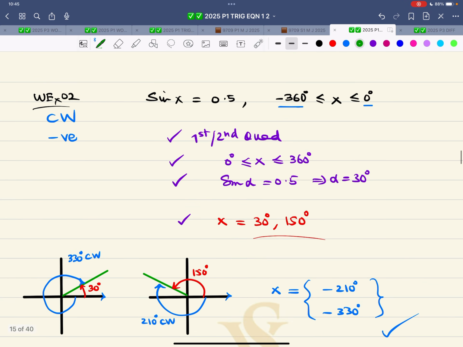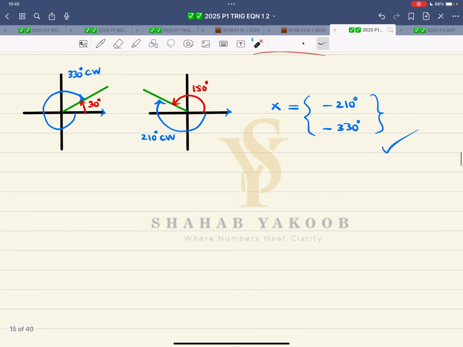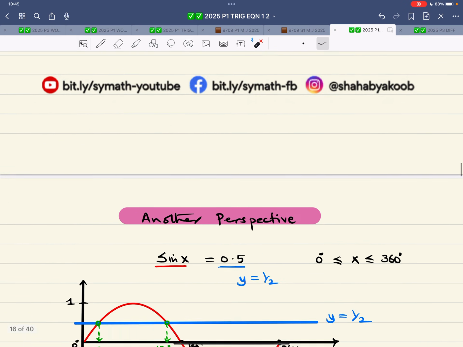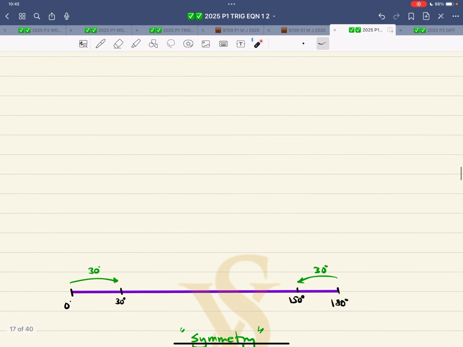That is the second worked example. sin x is equal to 0.5, x lies between 0 and negative 360. We should also be getting the same solutions from the graph. Let's have a good look. So that is the first perspective.